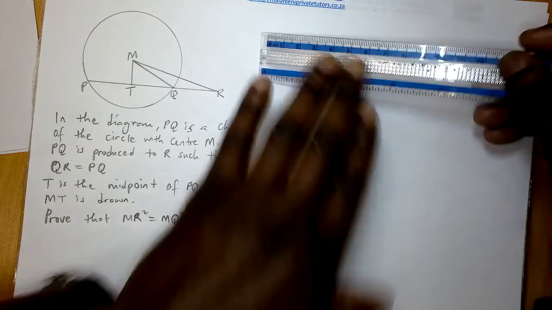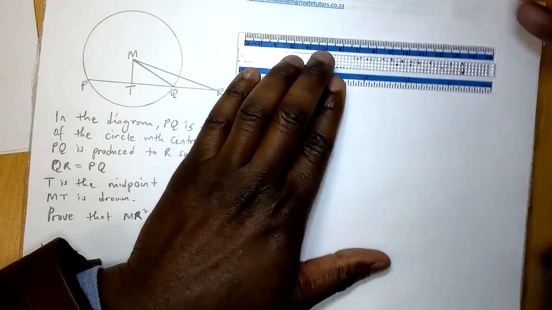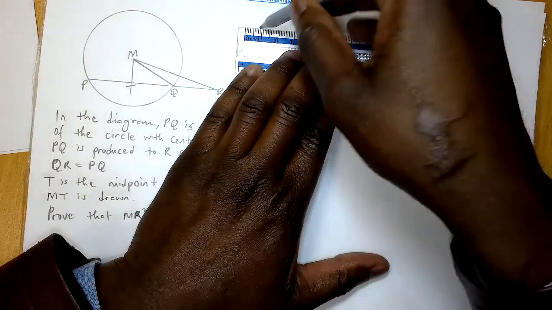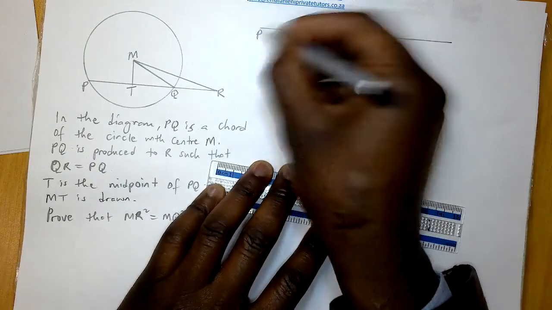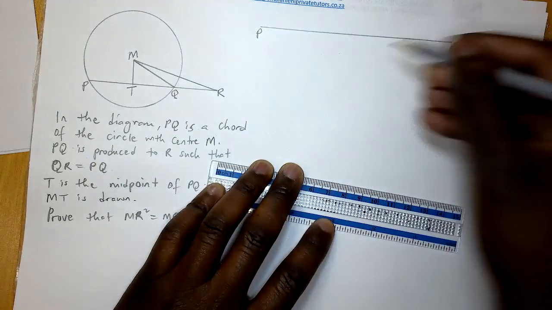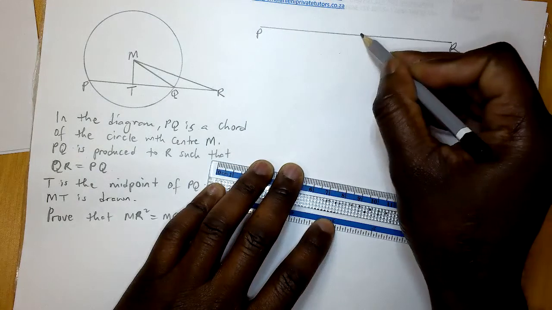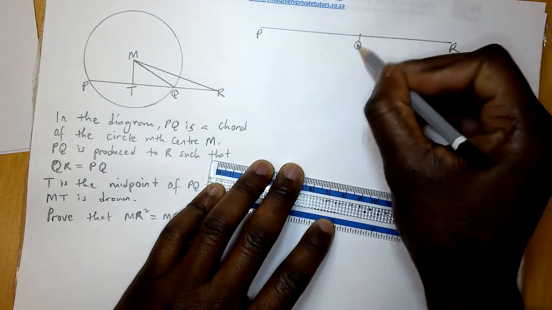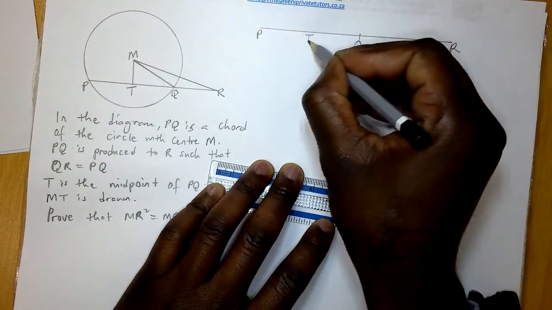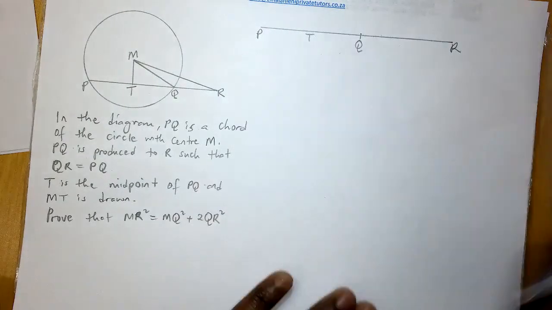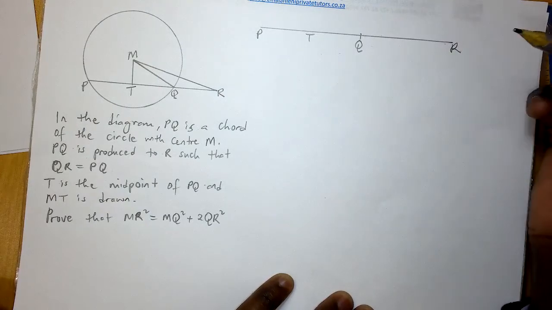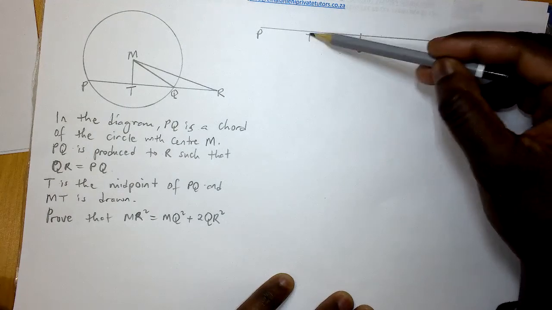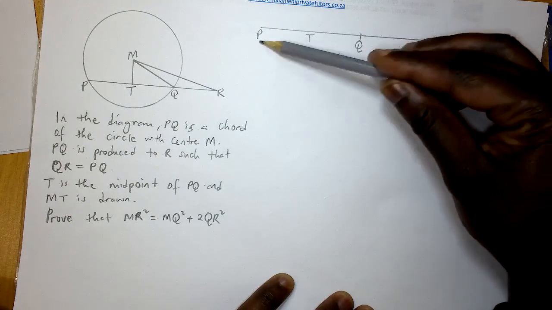Now, what we need to understand here is the ratios of what we are having. We have a line, which you can say is P to R. Then we have Q here, and let's put T here. We are told that PQ is equal to QR. We also know that T is the midpoint, half of PQ.